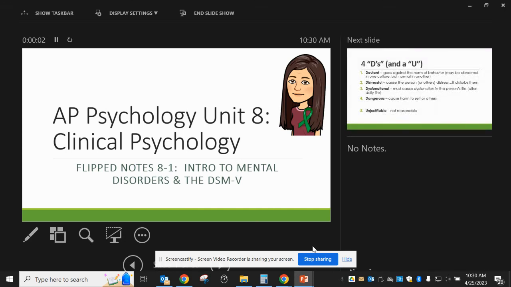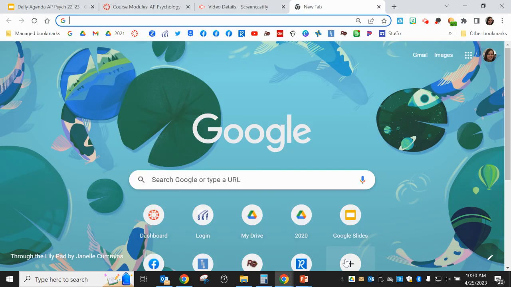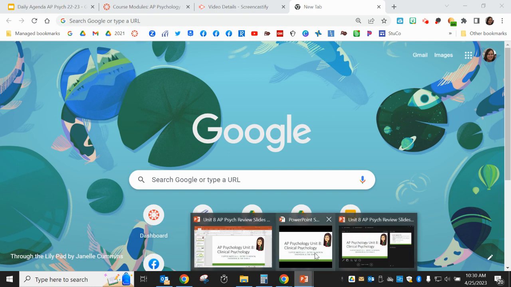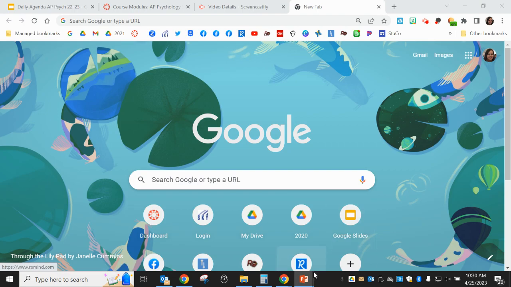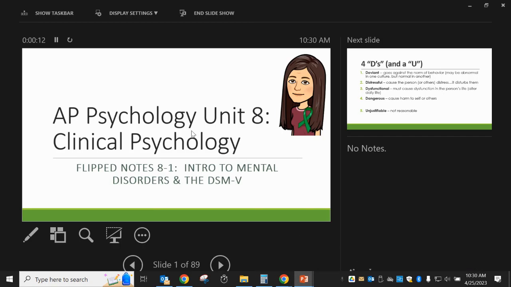This is Unit 8 on clinical psychology, so it's not any easier, it's just more recent. So that's why I'm doing it here on one of the days when there's a lot of people gone.